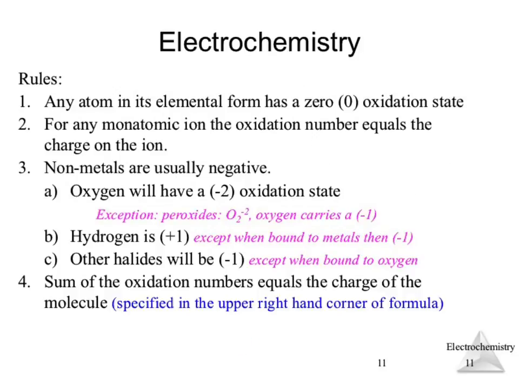Okay. So here's what I would argue it boils down to. So now you're getting into my slides. You'll notice that my slide has pretty much everything on there. Okay, the rules that we just went through. I did include some exceptions for our oxygen, so I actually listed those exceptions. Peroxides, when we have oxygen bound to oxygen, we don't get a -2 oxidation state. It carries a -1. Why would it not be -2?